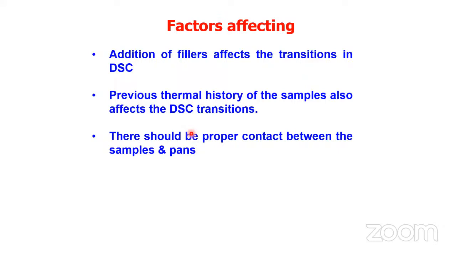Like if you have heated or cooled that polymeric sample previously 2 3 times, then obviously its thermal behavior will get changed accordingly, according to the rearrangement of polymeric chains. So there should be proper contact between the samples and pans. This is nothing but again the third factor.